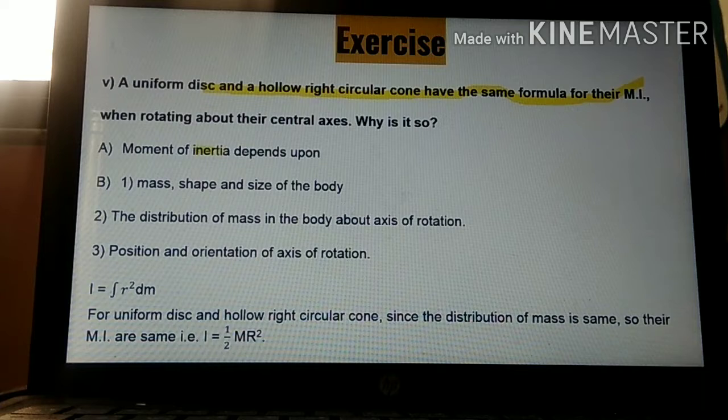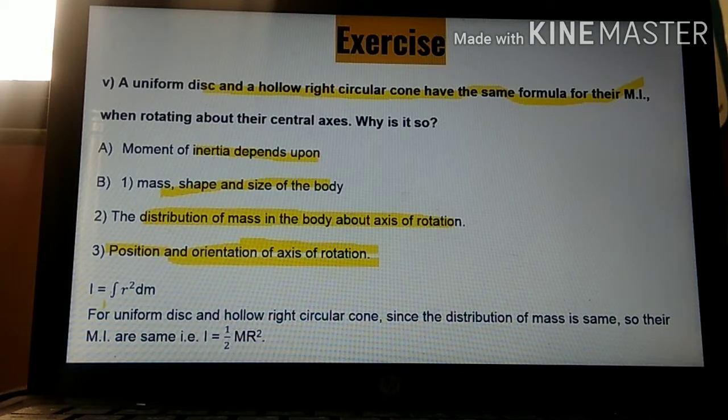We know moment of inertia depends upon these factors: mass, shape and size of the body, distribution of the masses in the body about the axis of rotation. Where are the masses of the body distributed along the axis of rotation? Third one, position and orientation of the axis of rotation. Where is the position of the axis of rotation and where is the orientation? We have seen the orientation with the help of the example of the cylinder.